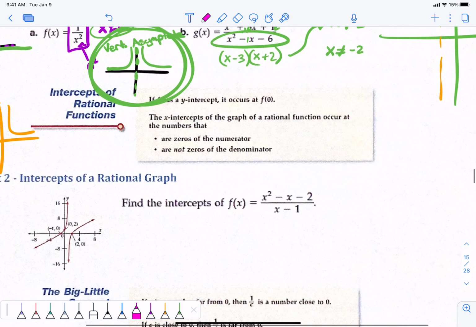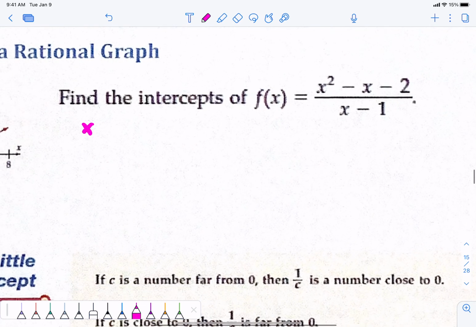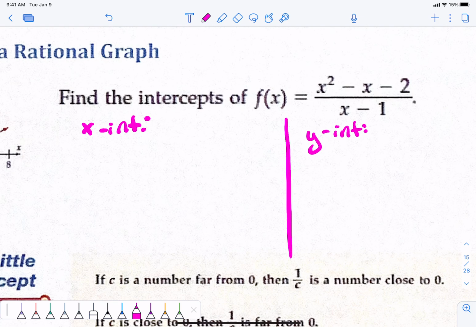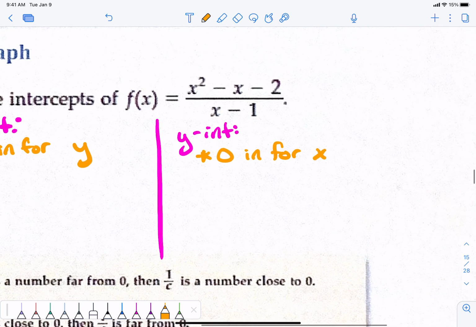Let's go down here and let's talk about x and y intercepts. The x-intercept, and the y-intercept. Which one's easier to find? The y is easier to find. How do you find intercepts? Plug 0 in for the opposite: 0 in for y, 0 in for x. Let's do the y-intercept first because it's easier.